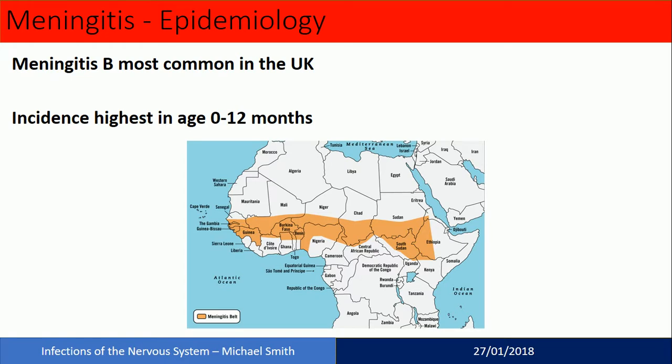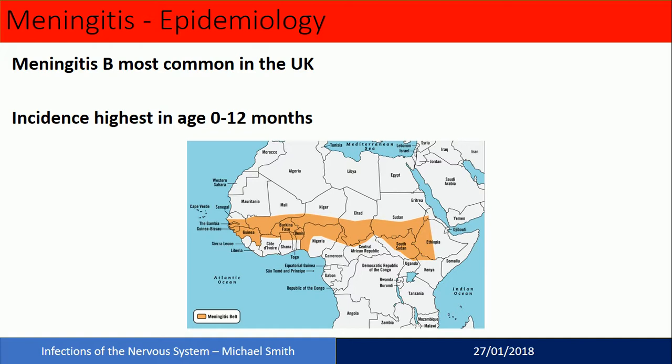Meningitis B is currently the most common in the UK, however a vaccine for this was recently introduced, so these numbers may change. And it's by far most common in people aged 0 to 12 months. However, other strains have shown peaks in people moving off to university at the age of about 18.